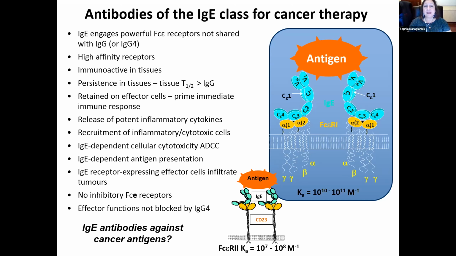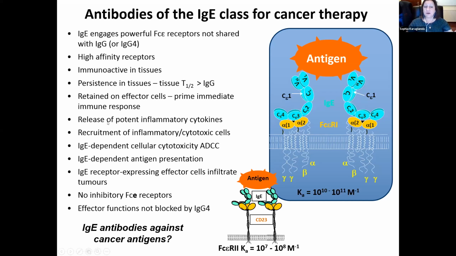This engagement has an affinity 100 to 10,000 times higher for its receptors for IgE compared to IgG for its own Fc gamma receptors. That means that IgE is the only antibody class that sits on the surface of immune cells and surveys the body in the absence of antigen target all the time. This high affinity means it persists. So therefore, if you can target a tumor antigen with an IgE, you will have prolonged immune surveillance.